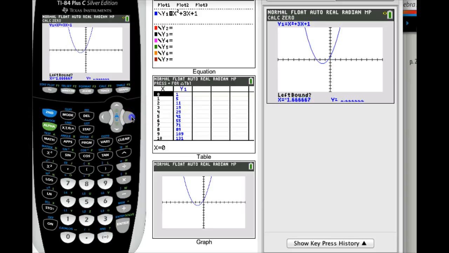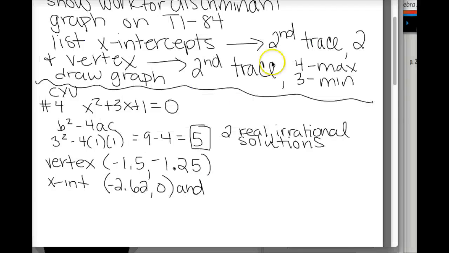But now I'm moving over here to find this one. So left bound here, this is to the left of my x-intercept, so press enter. Now right bound, move to the right of my x-intercept, press enter. Then tell it to guess. And I've got negative 0.38. So, negative 0.380. Again, make sure you're listing these as ordered pairs.